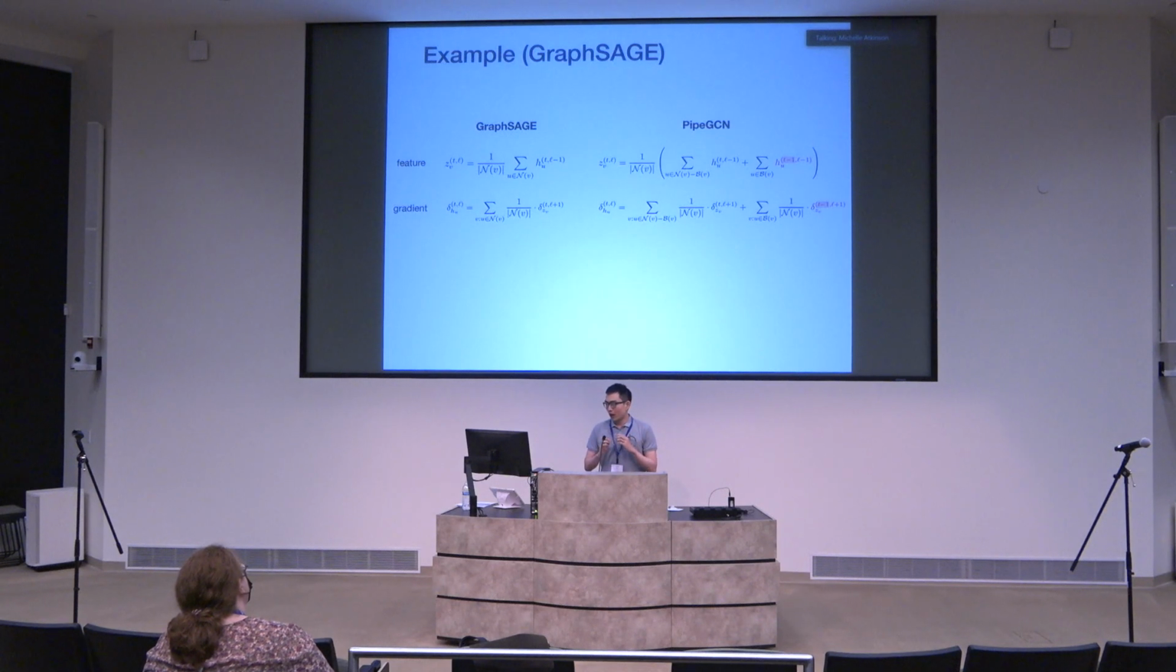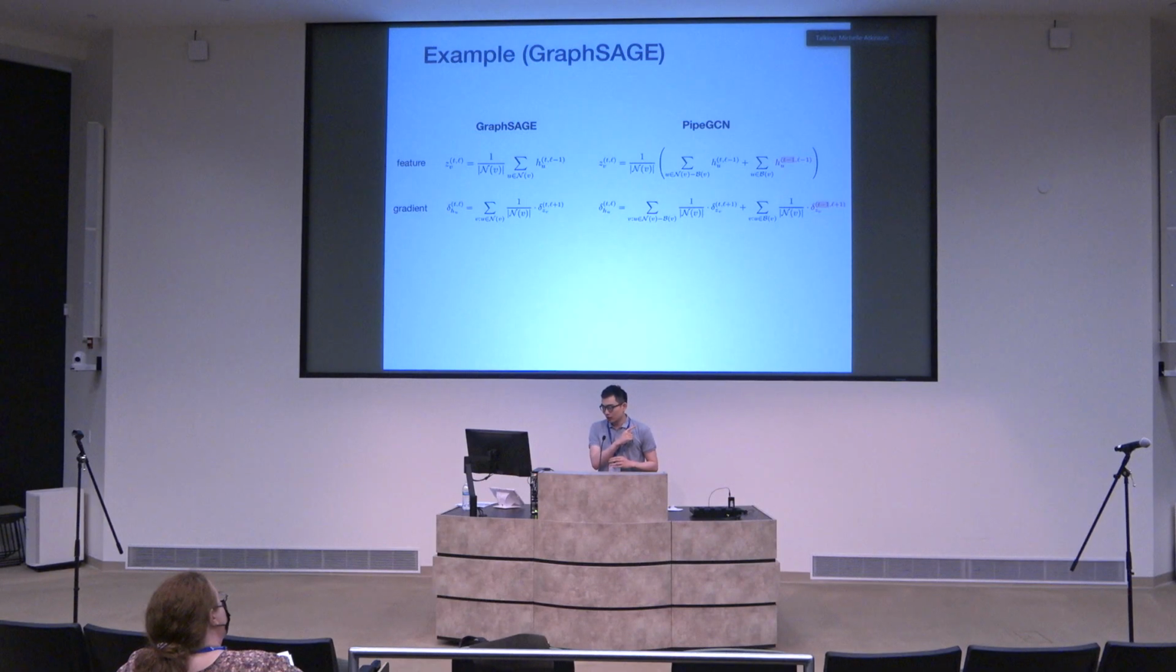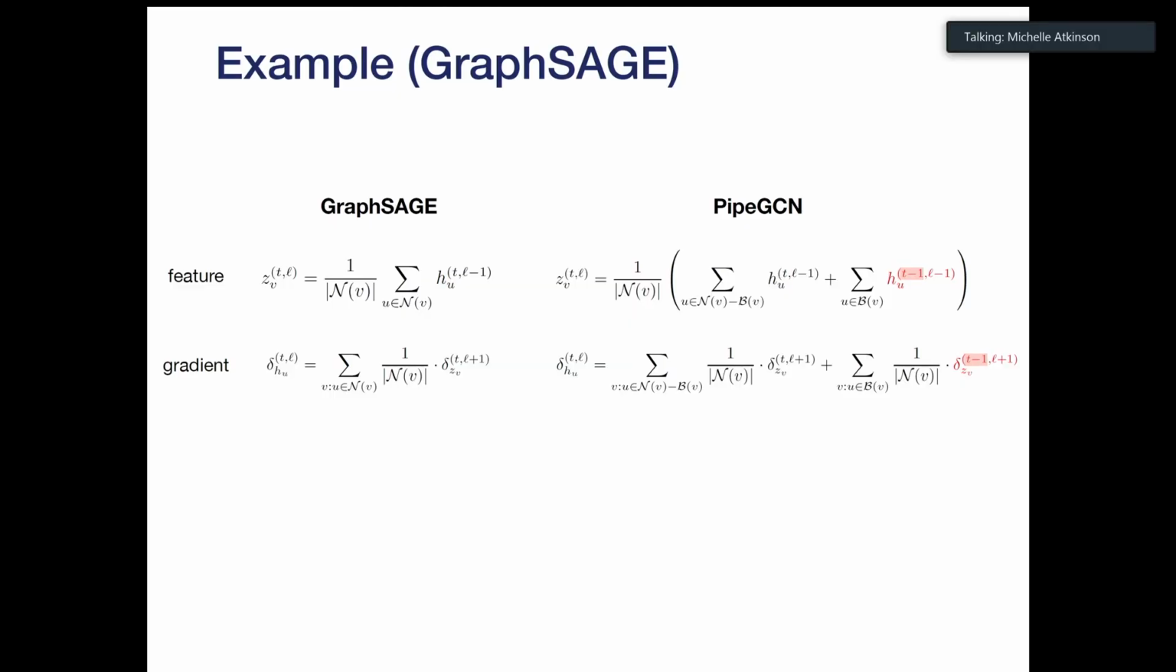And if the node belongs to this set, we use its features in the previous iteration. Here, T in the superscript represents the number of iteration. And we can apply the same technique to the backward propagation.